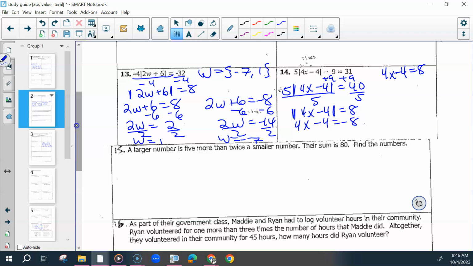Solve both equations. Add 4. You get 4x equals negative 4 and 4x equals 12. Divide both sides by 4. So that our solution set is x equals negative 1 and 3. Questions on that one before we move to the next page?